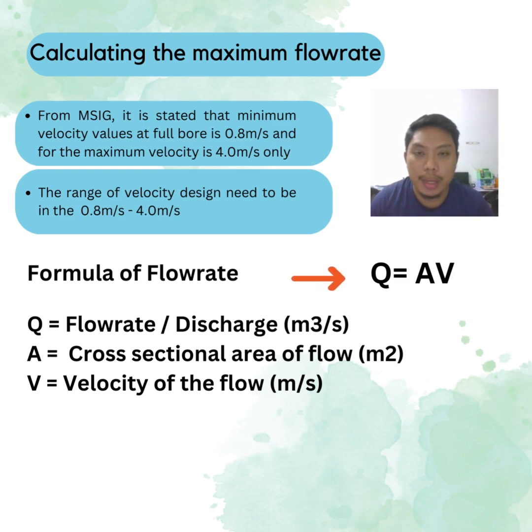So from MSIG, it is stated that the minimum velocity at full bore is 0.8 meter per second, and the maximum velocity is 4.0 meter per second only. So the velocity design needs to be in the range of 0.8 meter per second until 4.0 meter per second. So this is our formula for calculating the flow rate, which is Q equals AV, where Q is the flow rate or discharge, A stands for the cross-sectional area of flow, and the last one, V, is the velocity of the flow.